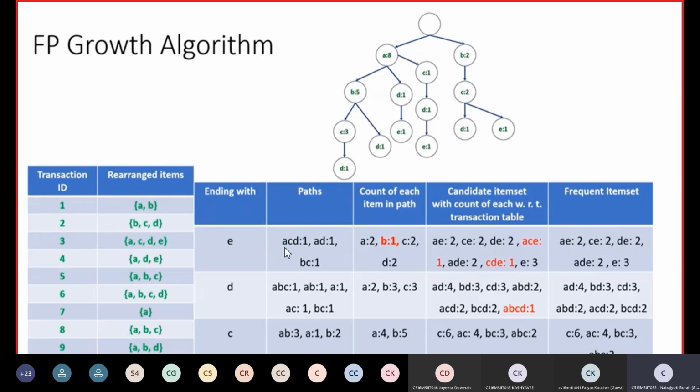Now see the first one, A, C, D. Since it is A, C, D, E, E is not needed, only A, C, D. How many times did it come? Only one time. Then I have A, D, since A, D, E, so A, D one time. Then B, C, only one time. We don't need to use A because we already know that E is ending with this.